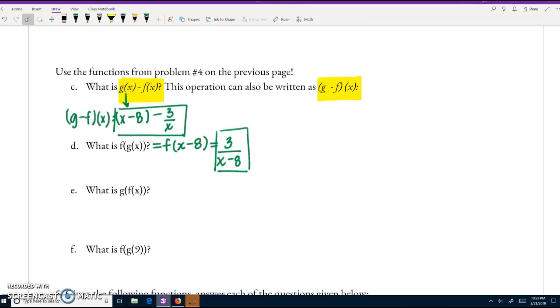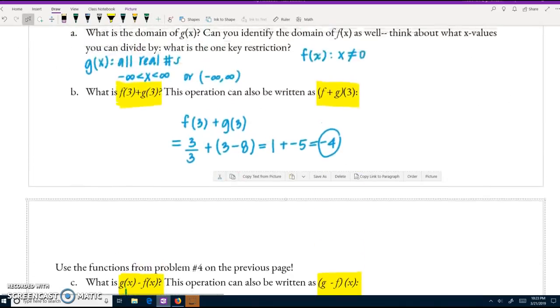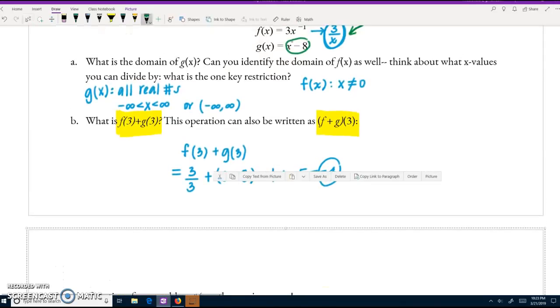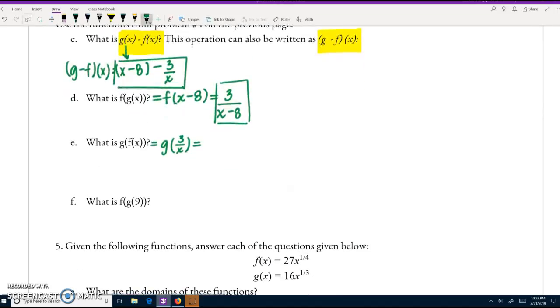Then we're going to do the reverse. We're going to do g of f of x, which means we're going to evaluate the function g at the function f, which is 3 over x. So I'm going to take 3 over x, I'm going to scroll up once more, and I'm going to fully replace this x here with that new function of 3 over x. So that's going to be 3 over x minus 8.